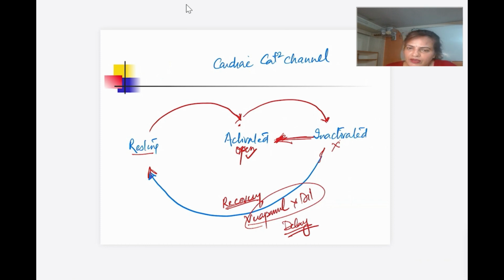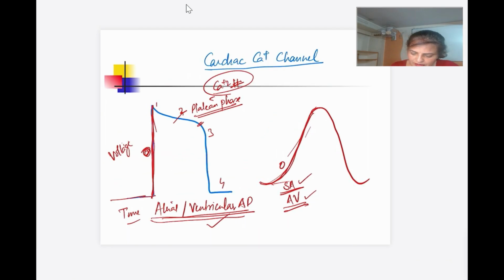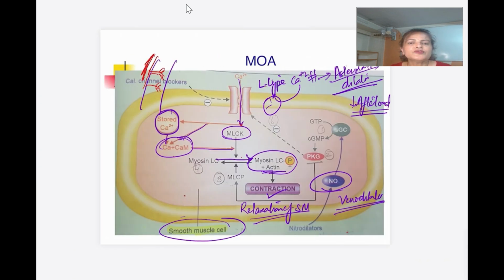Now what about the cardiac and smooth muscle? Now we have three groups of the drug. We have the dihydropyridines.